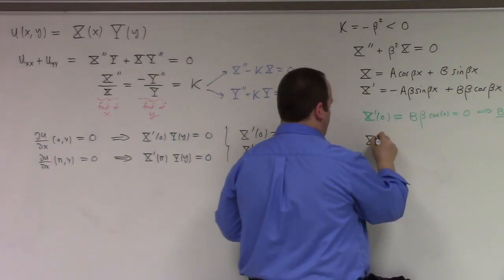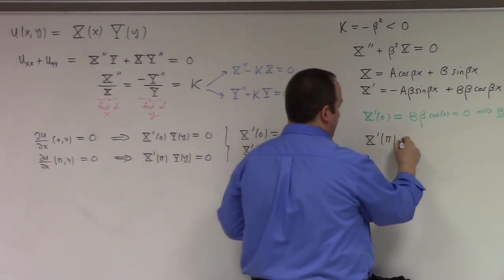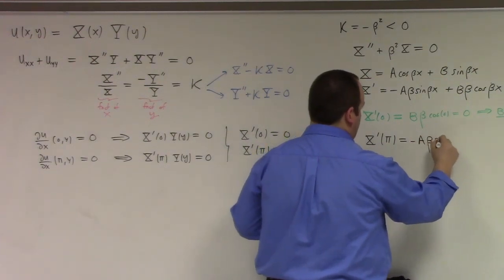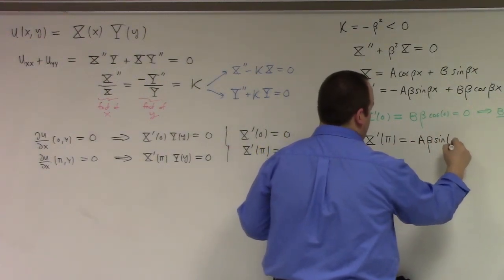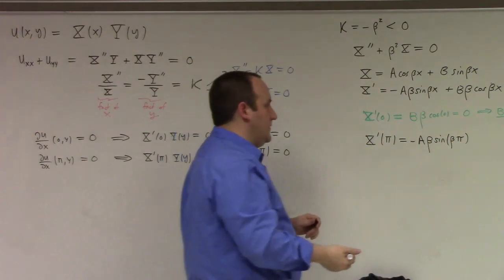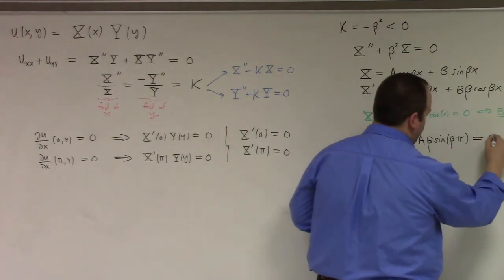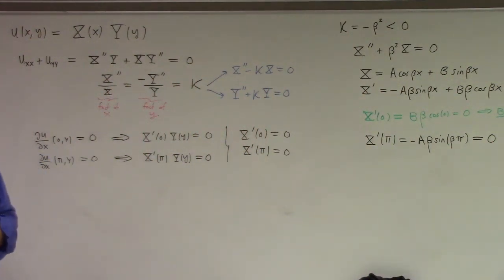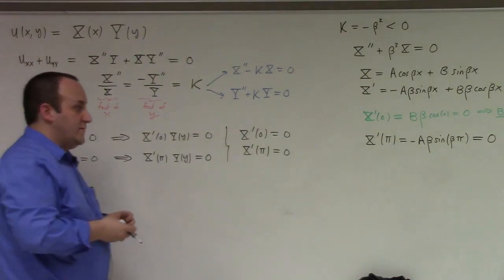Leaves us with x prime of pi, which is going to be minus a beta sine of beta pi. Now that has to be 0. How can that be 0? If a is 0, we're out of luck. That means that if a is 0, the whole solution's 0. We don't care about that. Beta is non-zero. It must be that the sine is 0, right? So what does that force on us?